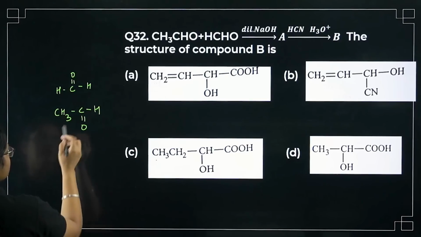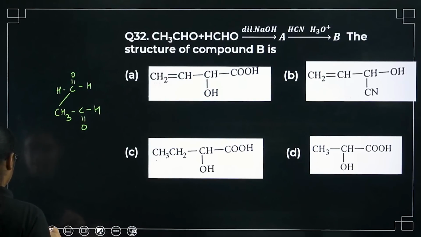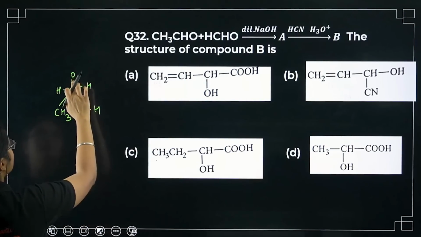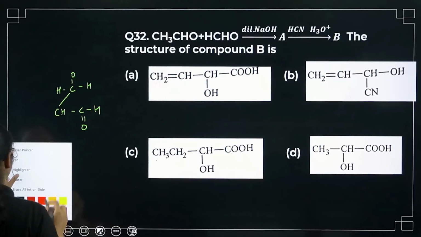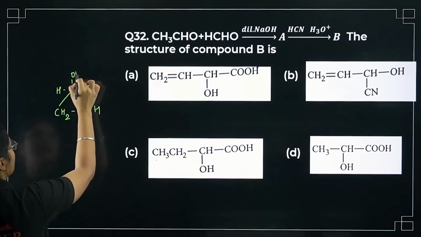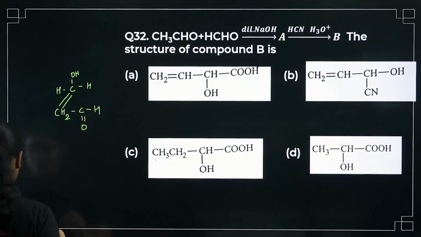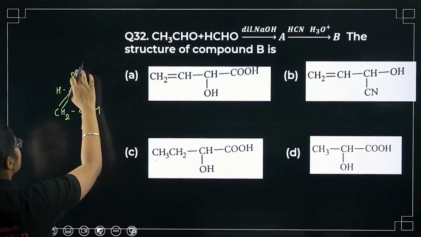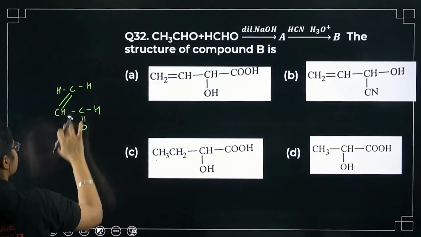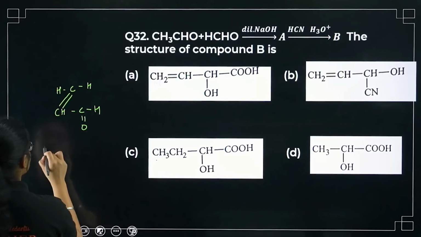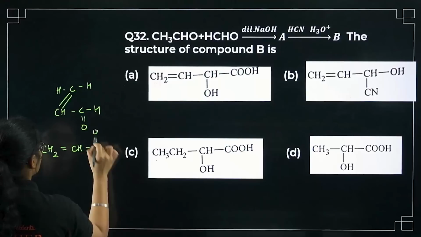So what you have to do, you have to connect the alpha carbon with the carbonyl carbon, and then you have to remove this one bond. Okay, now you have to remove one hydrogen as well, right? So if you remove one hydrogen, it will become CH2 and this will become OH. After that you have to remove OH and H and you will get a double bond here, right? So I will remove OH and I will remove H. So what will be the product here? CH2 double bond CH, C double bond OH.